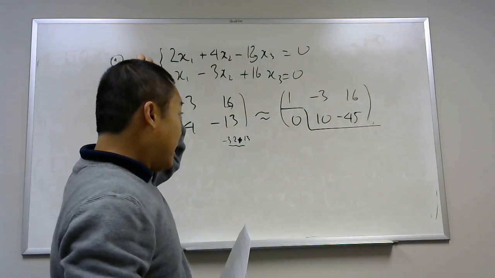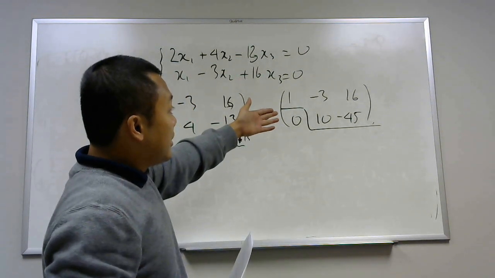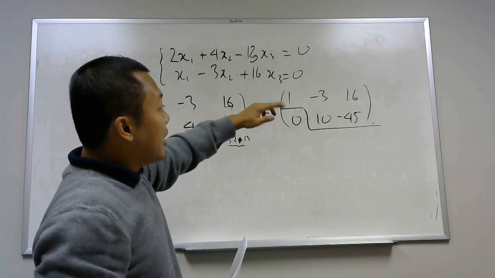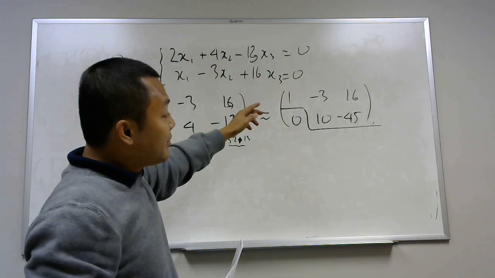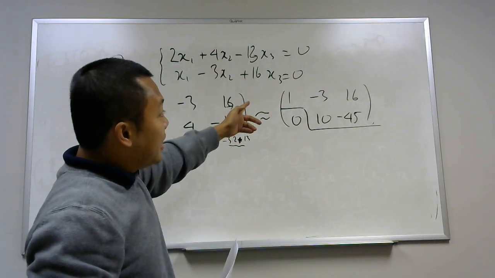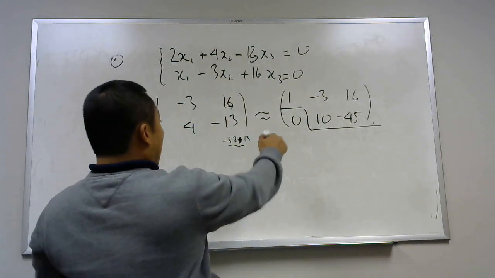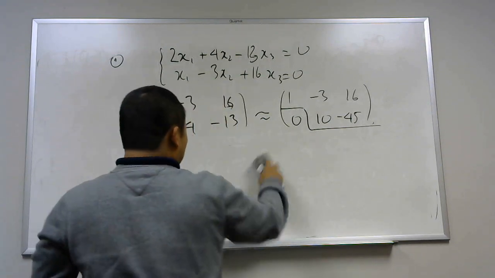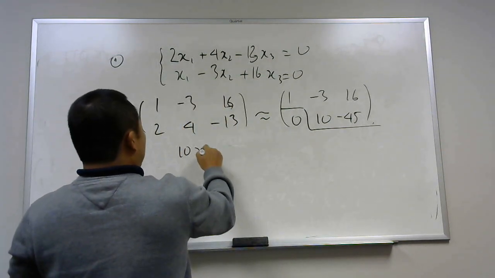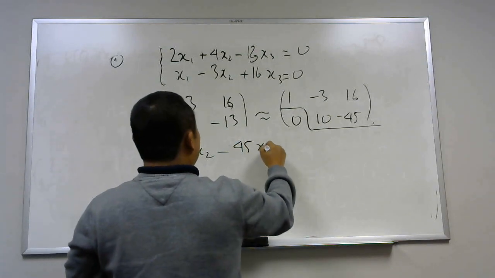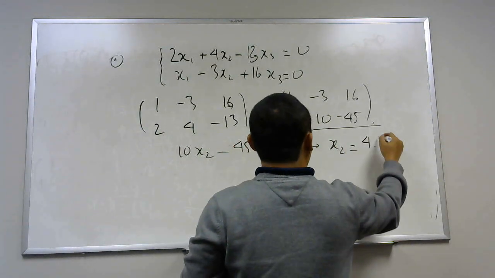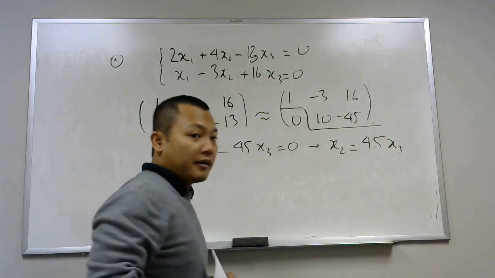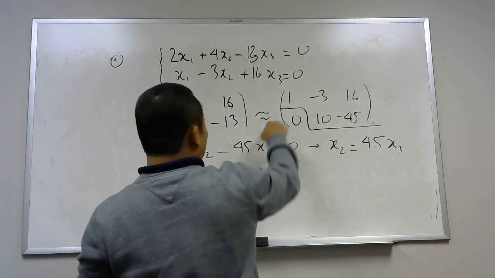From here, I can take the second equation. I solve that, and then I plug it back to the first one. So we call back substitution. Do you remember that? We call back substitution, and we solve x1. I have 10x2 minus 45x3 equal to 0. From here, I can solve x2 is equal to 4.5x3, right? 4.5x3. I plug it back to x1.